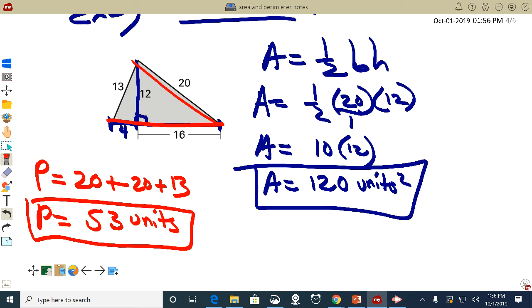Let's try example 4 then. Here we go. Go ahead, example 4. We got a circle going. Go ahead and draw a circle with a diameter of 14. Right, so here we're going to find the area and circumference.